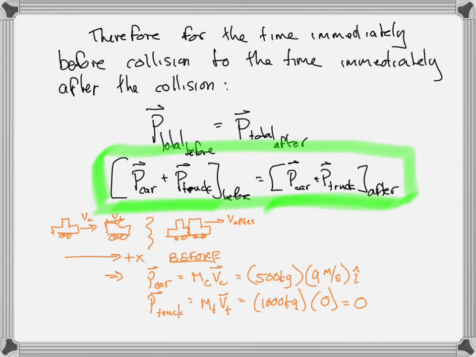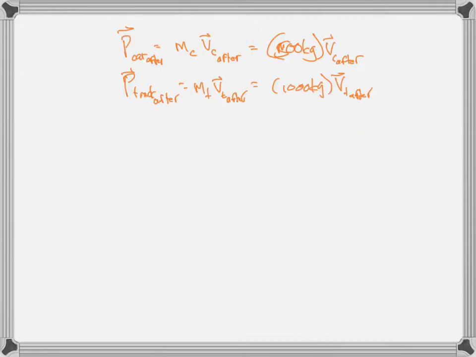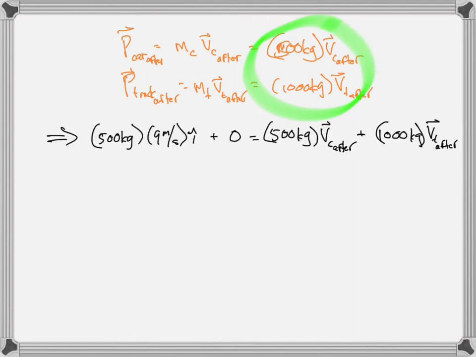So what we've got is P car plus P truck before, we got to add up these, equals P car plus P truck after, add up those. When we sum, the momentum before equals the momentum after. And then we got to recognize, these two are the same because it's stuck together. So we can just call that V after because they're the same.